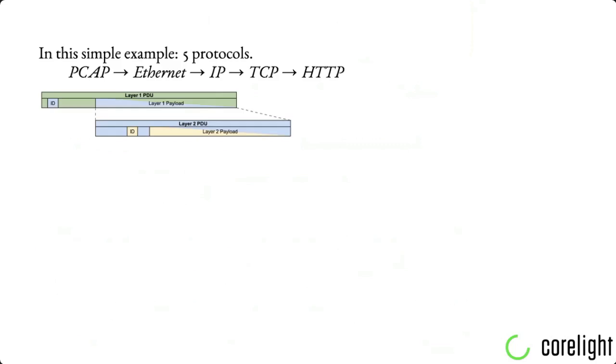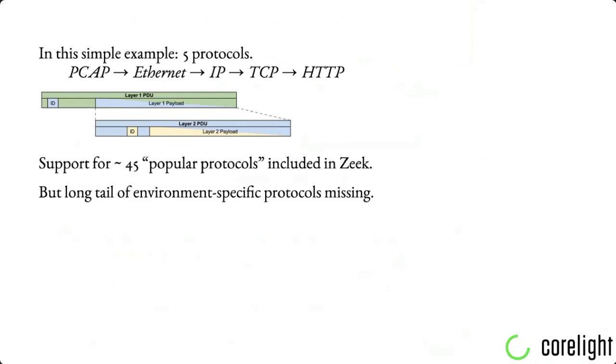So in this example, if I start from a PCAP, we have five protocols here. We would have a PCAP, then on top of that reconstruct some Ethernet traffic, some IP traffic, some TCP traffic, and then some HTTP traffic, right? So we have a layering of protocols, well supported by Zeek. Currently there are about 45 popular, in quotes, protocols included in Zeek that you can layer in such a way, but the real world unfortunately has a very long tail of, for example, environment-specific protocols which are missing in Zeek.